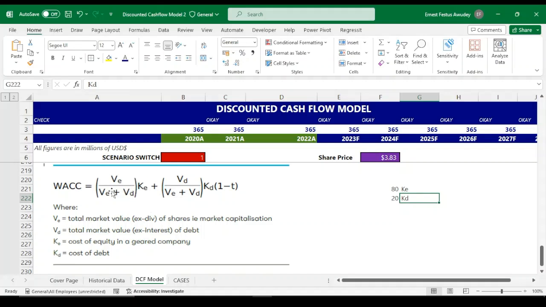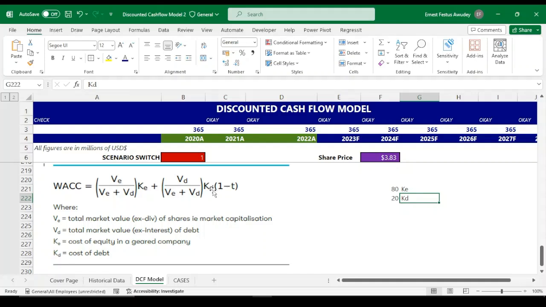And then I'm going to multiply that by the cost of equity. All right. And then you're going to add that to the market value of your debt divided by the total market value of your capital, which is made up of your equity and debt. And you are going to multiply that by what we call the after-tax cost of debt.